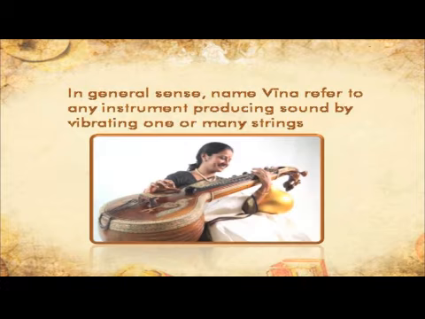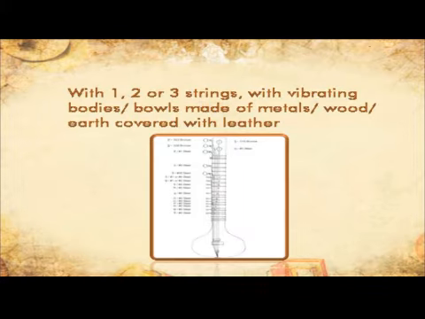In a general sense, the name veena was intended to refer to any musical instrument producing sound by vibrating one or many strings. The ancient treatises in music, such as Bharata's Natya Shastra and Narada's Sangeeta Makaranda, refer to veenas with one, two, or three strings and with vibrating bodies or bowls made of metals, wood, or earth covered with leather.